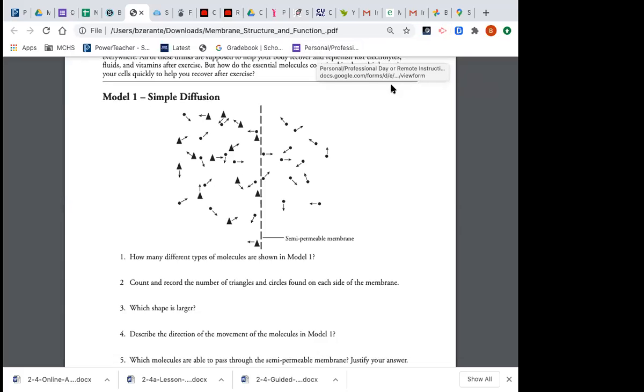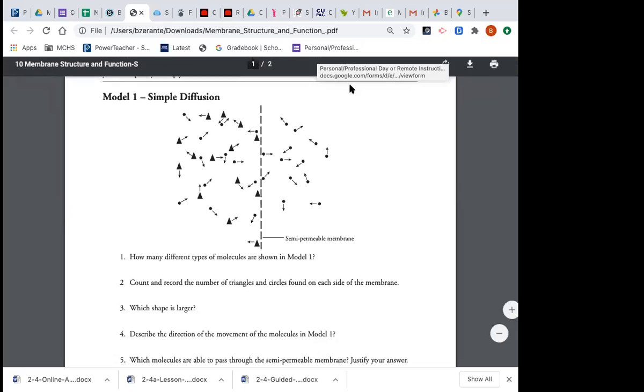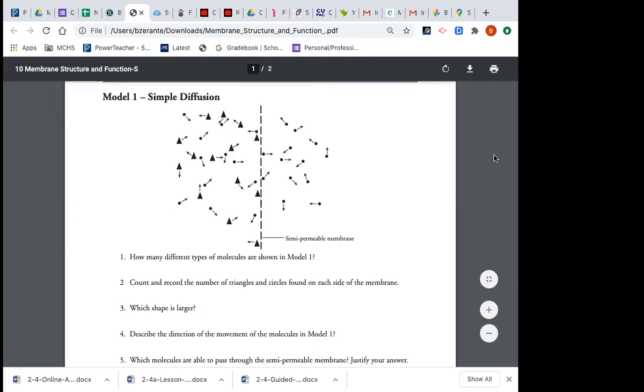Okay, so the correct answer is 2. Now, a few people said 3. So what are the 2 molecules? For those people who said 2, what were the 2 molecules? Matthew? Okay, you've got some molecules that are triangles and then some that are circles.